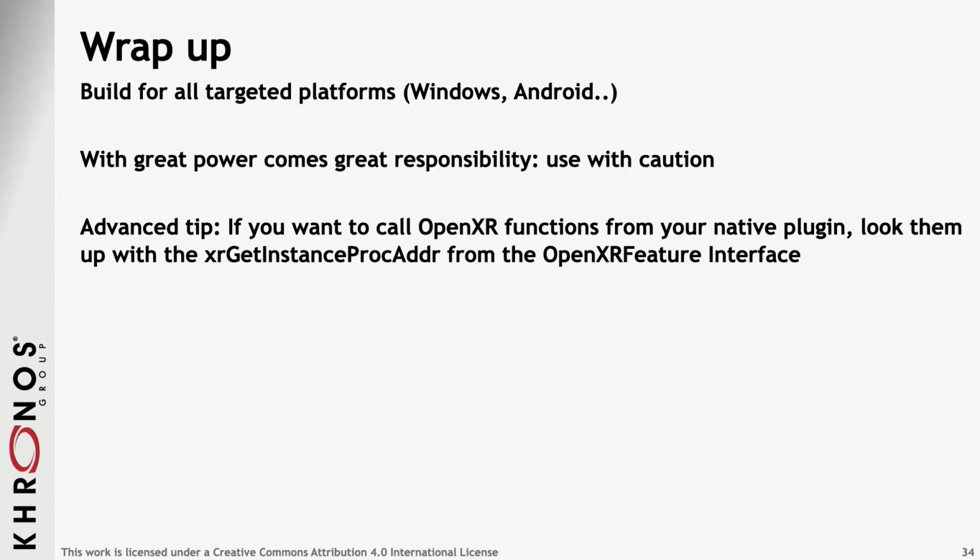And another tip here is that if your native plugin wants to call into other OpenXR functions, for example, if you're implementing an extension, there's one of the callbacks on the OpenXR feature class that will give you an xrGetInstanceProcAddr that you can use to look up other functions. So that allows you to call into other OpenXR functions that aren't ones that you've defined in your own method.